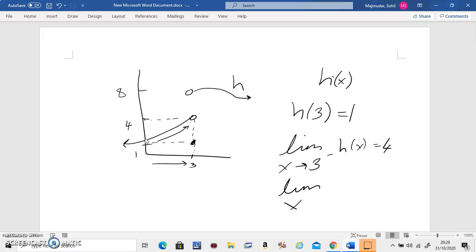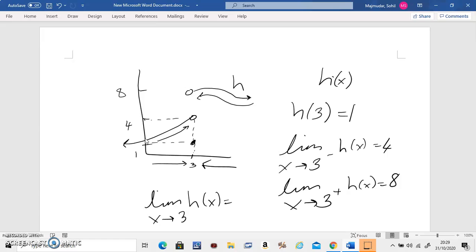Similarly, limit x approaching 3 plus h of x. Now approach the point from the right. What is the graph approaching? 8. So is 4 equal to 8? Clearly not. So you say limit x approaching 3 h of x equals, is it 4 or 8? The answer is none of them. The answer is does not exist.